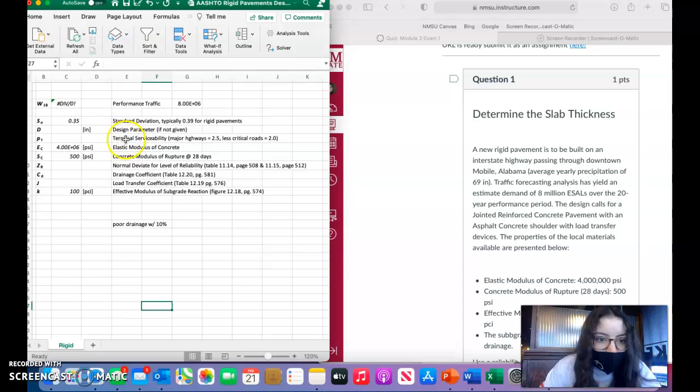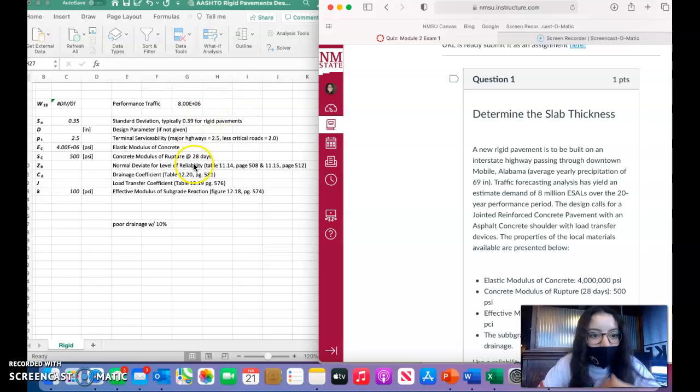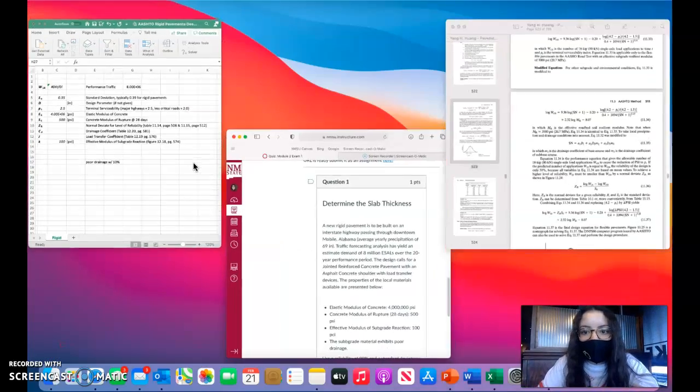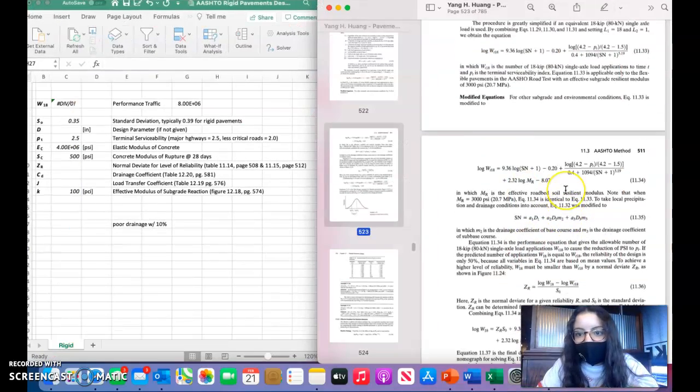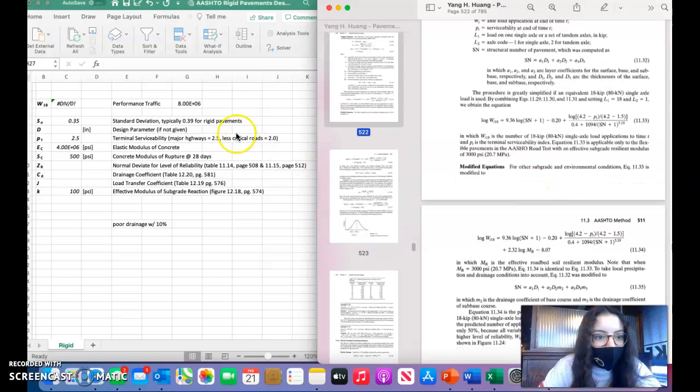Okay, so we can know our terminal serviceability because we know that it is an interstate highway, so it's a major highway, so it's going to be 2. Okay, so now the rest of the values we can get from our textbook.